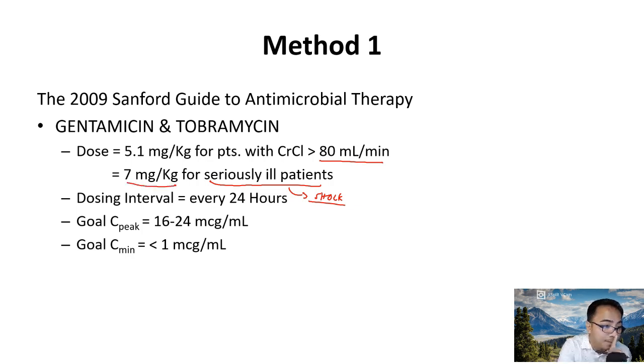Now, in our cases, class, I will tell you whether the patient is ill or not. Of course, it's not our job to diagnose. We will be depending on the diagnosis of the doctor. So in our cases, the doctors have already made the diagnosis. Okay, in our quizzes, that's how it is. So, the dosing interval is standard. It's every 24 hours. Our goal peak here, class, instead of 5 to 10, is 16 to 24 micrograms per ml. Then our goal C-mean is less than 1.